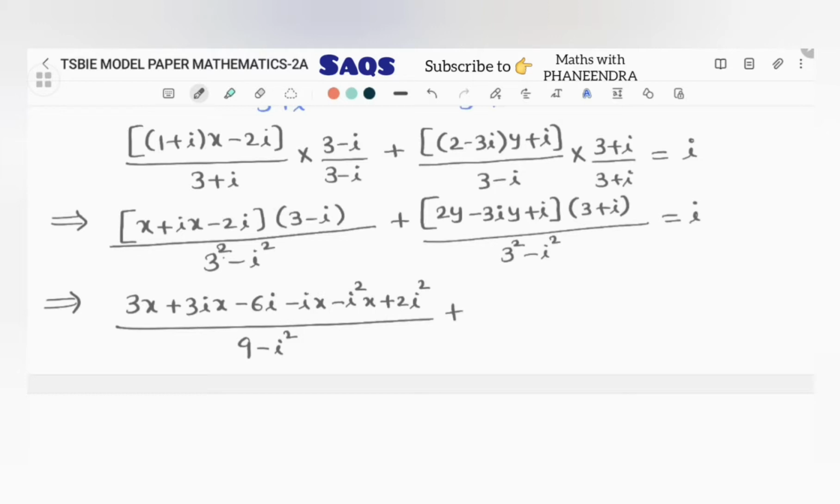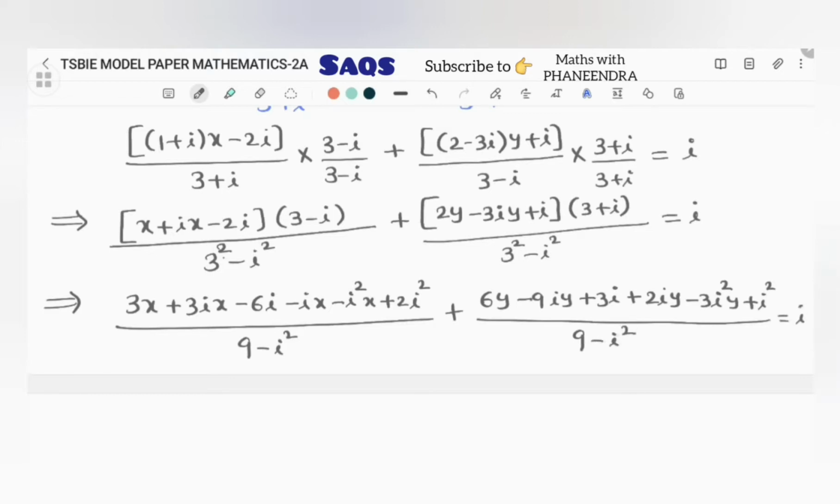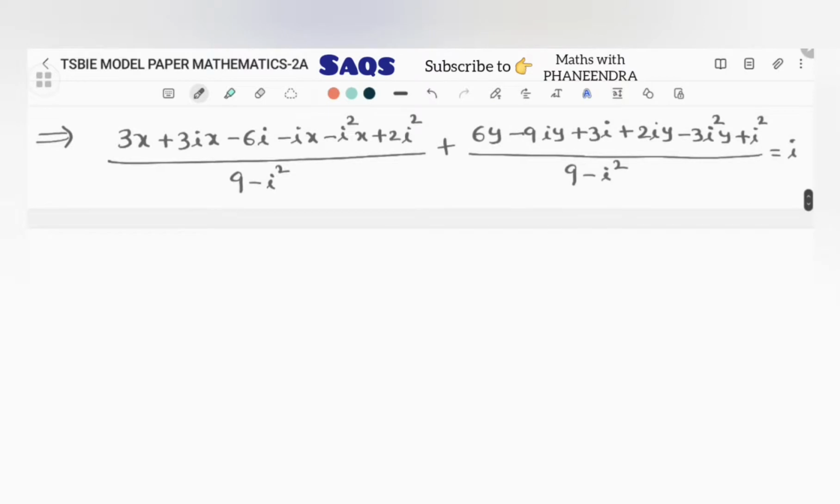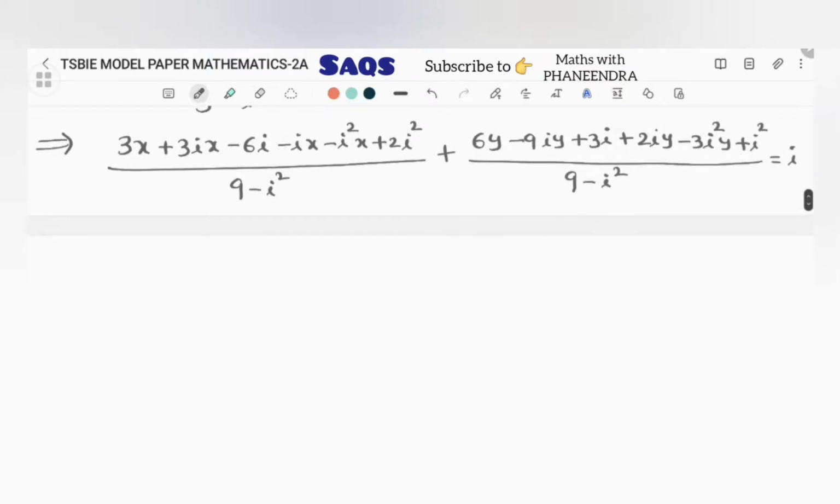plus, here also, 3 into 2y, 6y, 3 into minus 3iy, minus 9iy, plus 3i, i into 2y, plus 2iy, i into minus 3i, i square y, plus i square, divided by 9 minus i square is equal to i. Wherever i square is there, you have to replace with minus 1. i square is equal to minus 1.